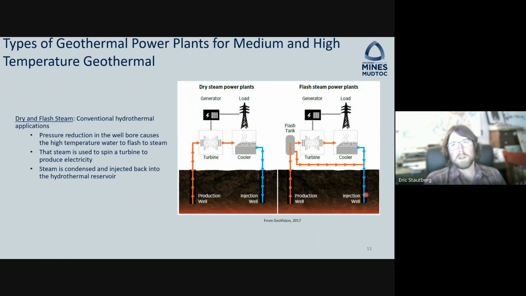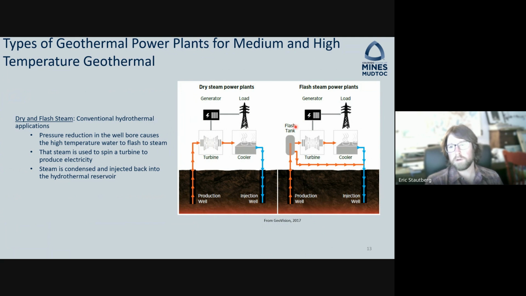And with these conventional systems, there's really two types of power plants. You use your dry steam power plant, where you're producing that steam directly out of the ground, running it through a turbine, using that turbine, or spinning a generator with that turbine to produce electricity, and then you can re-inject that steam or cooled water.